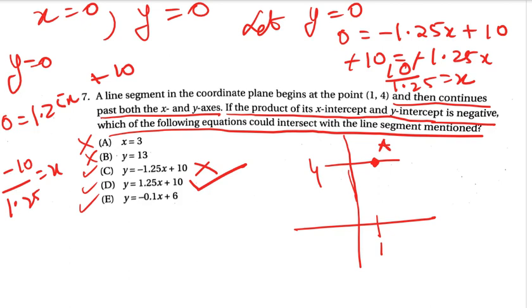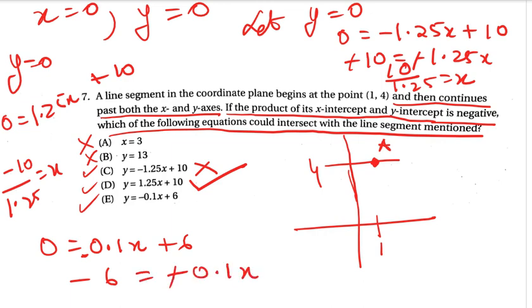So 0 is equal to 0.1x plus 6, then minus 6, okay, that was minus 0.1 is equal to minus 0.1x. Then you can understand it's not coming negative. 0.1 is equal to x, so this is also not possible. So this is not possible, this is not possible, that's not possible, only the D. So the answer for this one, for the question number 7, is going to be D.